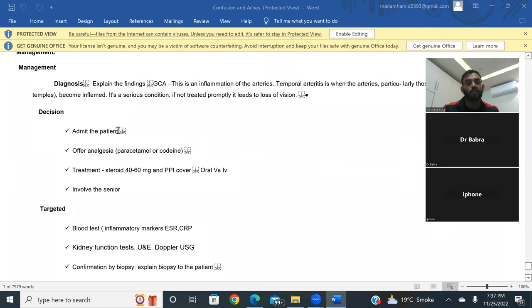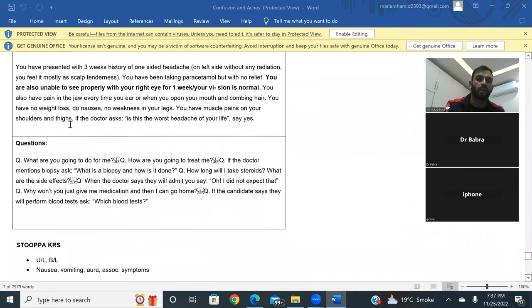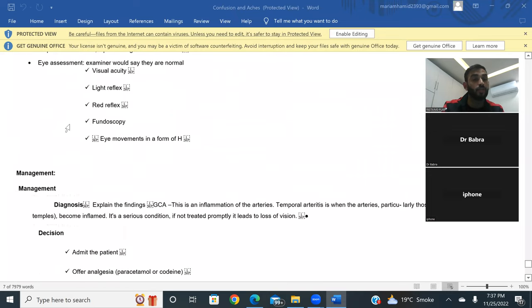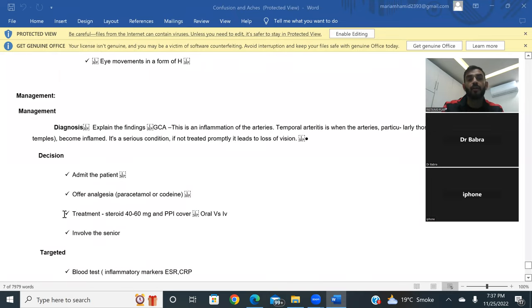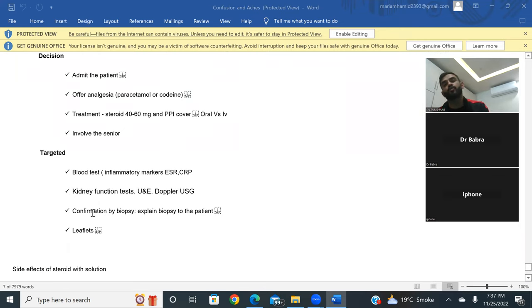Targeted, it is not admission, sorry, because it is GP. It is FY2 in the, no, it is in the rheumatology department. Yes, you are going to admit. In the rheumatology department, you are going to admit the patient, offer analgesia, treatment. If it is the same case, give the steroid and analgesia, involve the senior, and you will do these tests: ESR and CRP, kidney function test, urine electrolytes, and Doppler. Actually the important one is Doppler ultrasound, okay? Then confirm on biopsy. You will say that it is confirmed on biopsy. And this is who will do what.